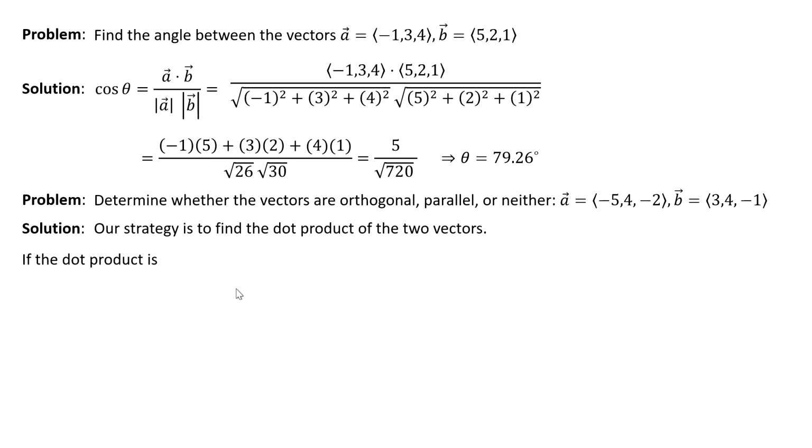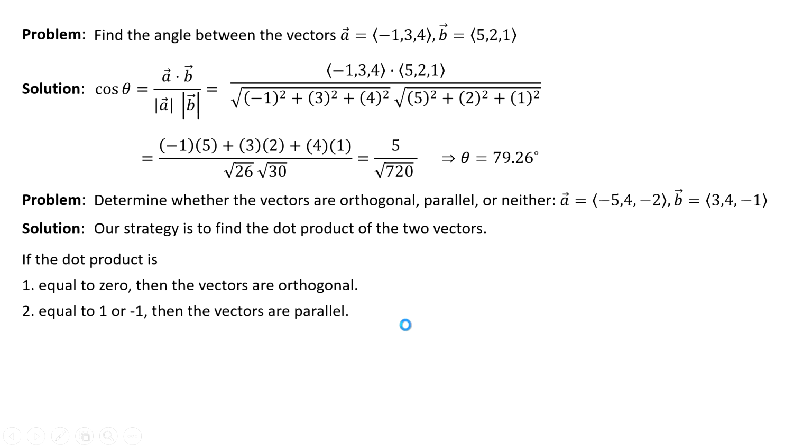Well, here is the idea. A strategy is to find the dot product of the two vectors. And if the dot product is equal to 0, then the vectors are orthogonal. Would you agree? Two orthogonal vectors have a dot product of 0. Yep, that's what would happen. If the dot product is 1 or negative 1, then the vectors are parallel. Now that's what? Equal to 1 or negative 1. What's with the negative 1?